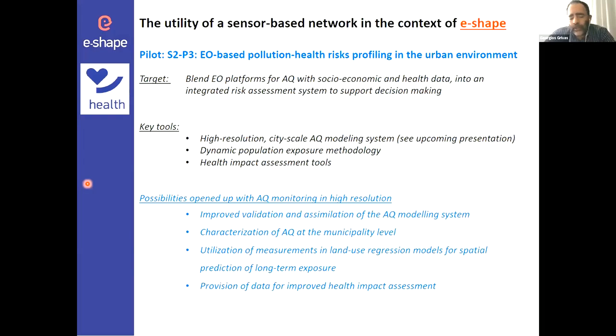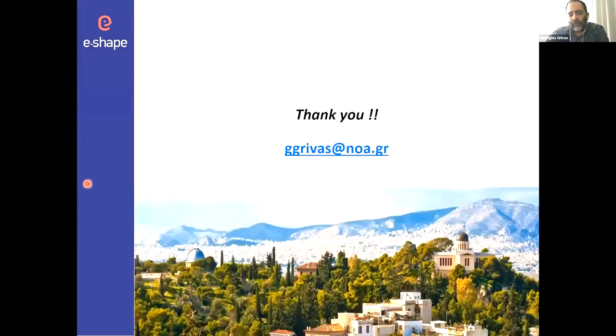And also, as the eShape project aspires to provide the results at the LAU4 level, that is the municipality level in Athens, having one monitor at each municipality can permit the direct use of measurement data as inputs in the eShape platform. And that was all. Thank you for listening.